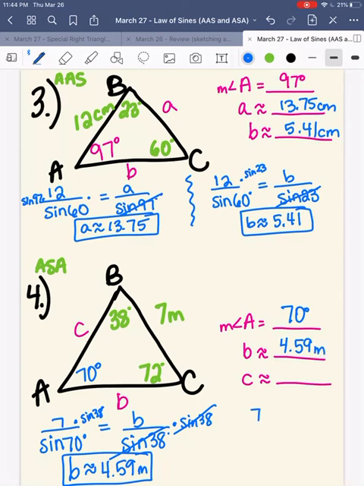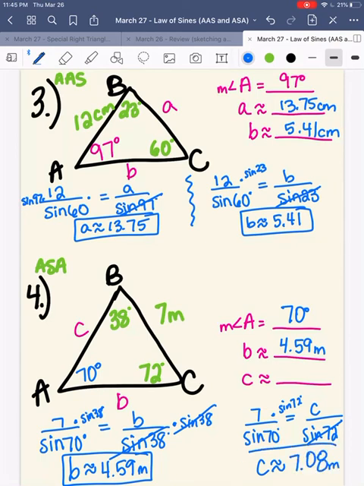Okay, and then we're going to do it again. 7 over sine 70 degrees equals, and this time we're solving for C. Okay, so we want to get rid of this one. So 7 divided by sine 70 times by sine 72 is 7.08 meters. Now I want you to look at something.